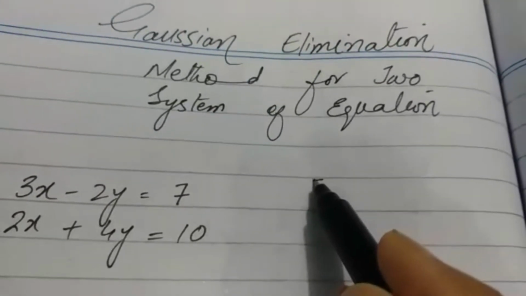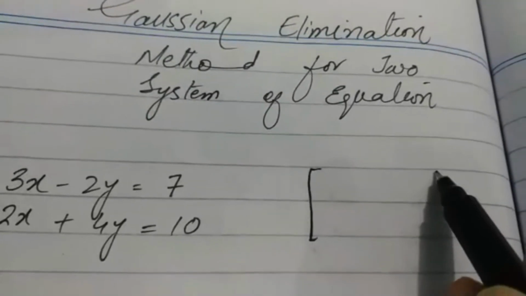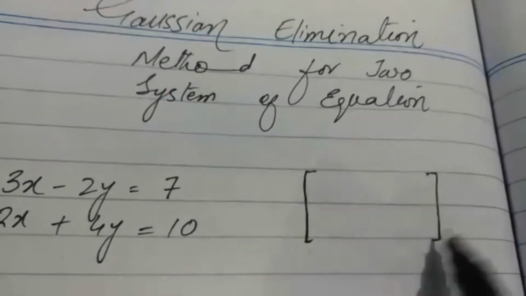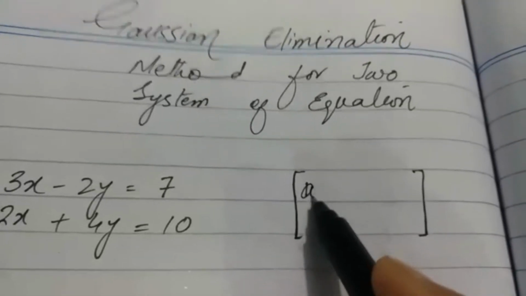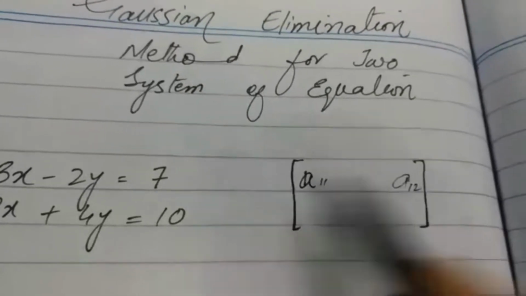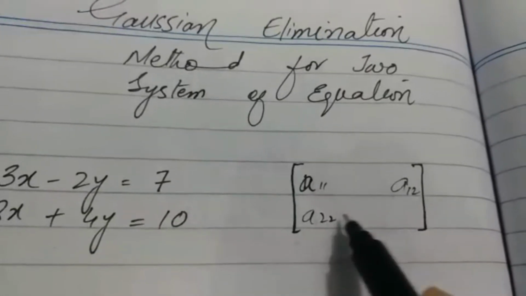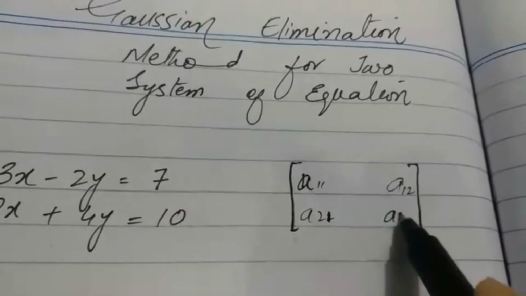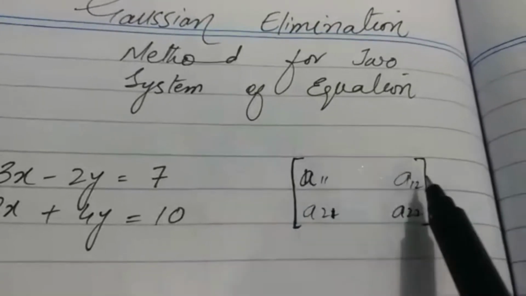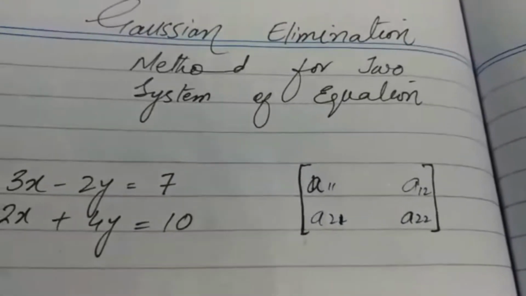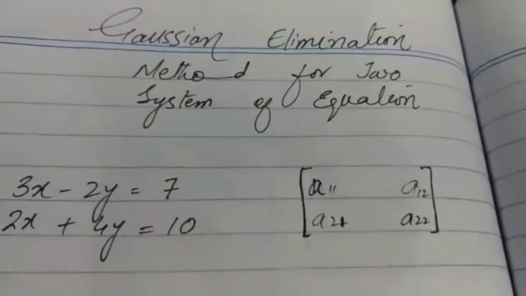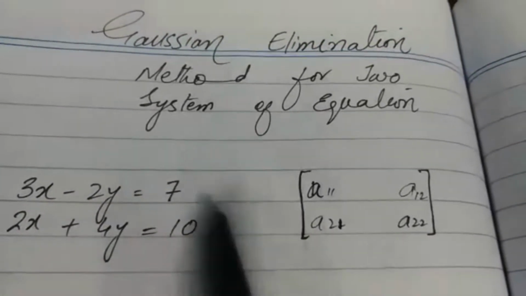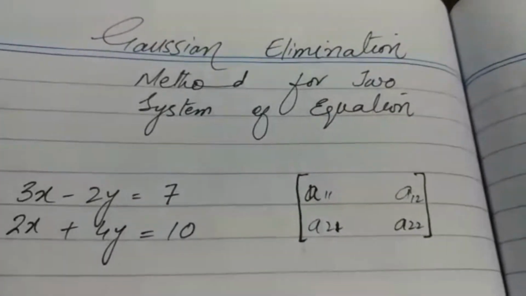First we have to convert it into matrix form. Let's suppose it is a11, a12, a21 and a22. Students, why am I writing this matrix here? Because you need to know the basic steps to find the values of x and y by using the Gaussian elimination method.